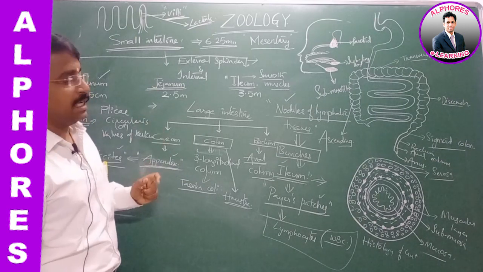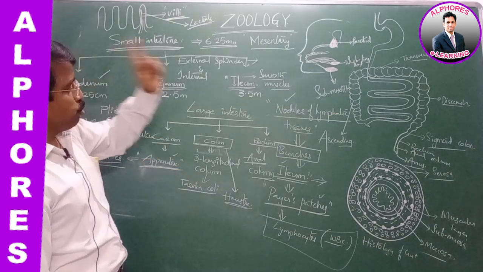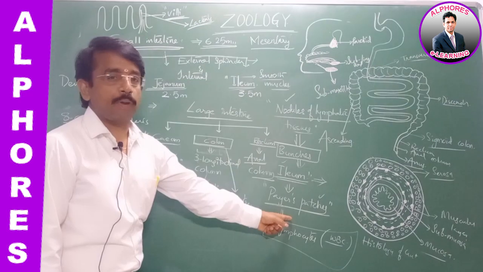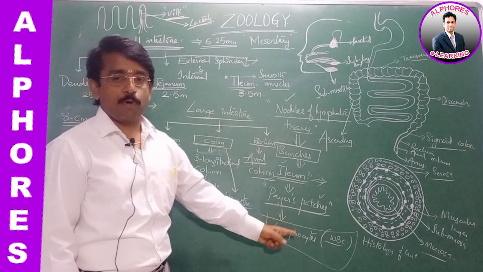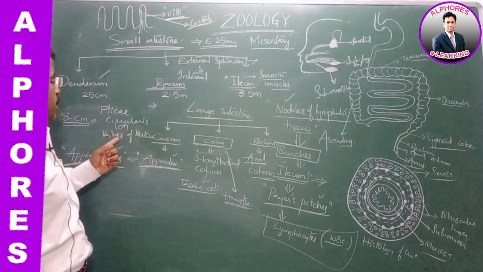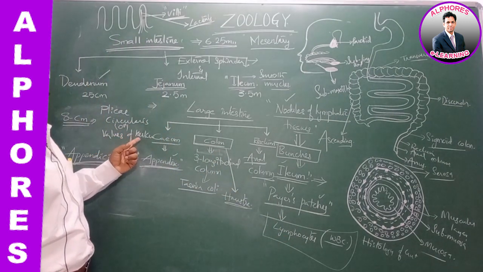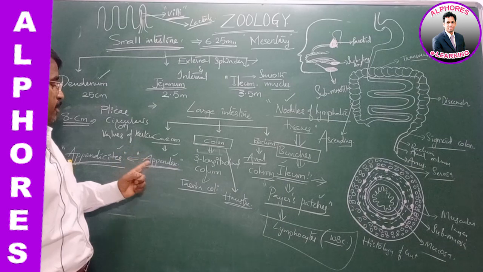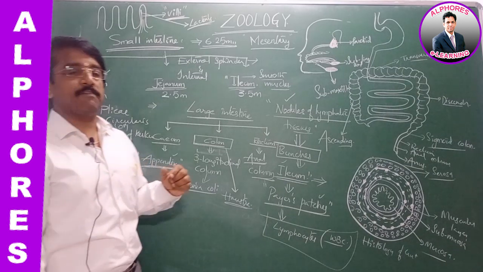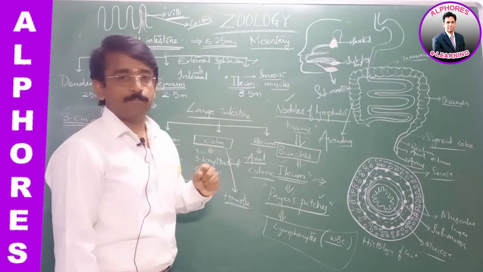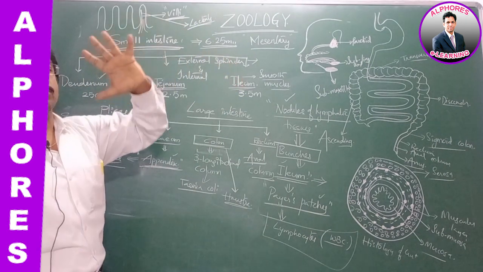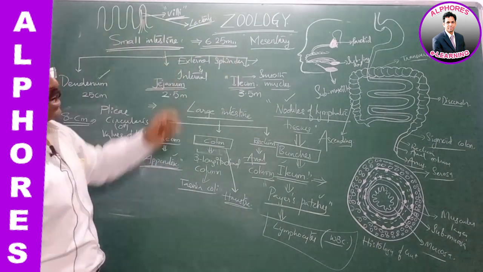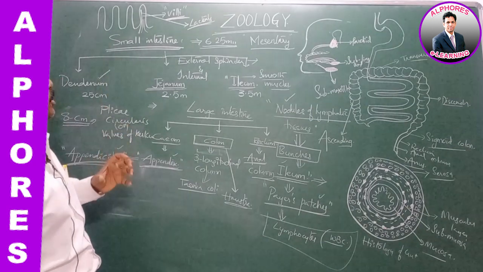So collectively, we come to know two parts, the Peyer's patches and the valves of Kerkring. Peyer's patches are for the production of the lymphocytes, and the plica circularis or valve of Kerkring is for increasing the surface area of absorption. This is about the small intestine. Now the functions of the small intestine.